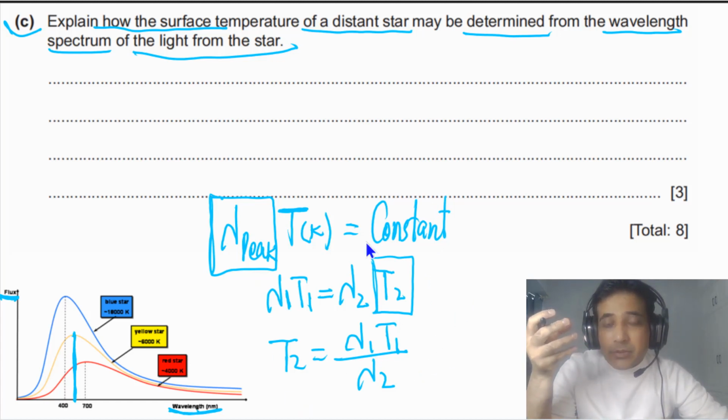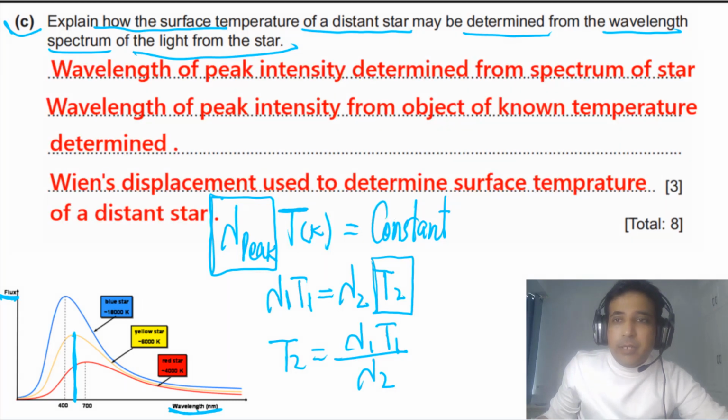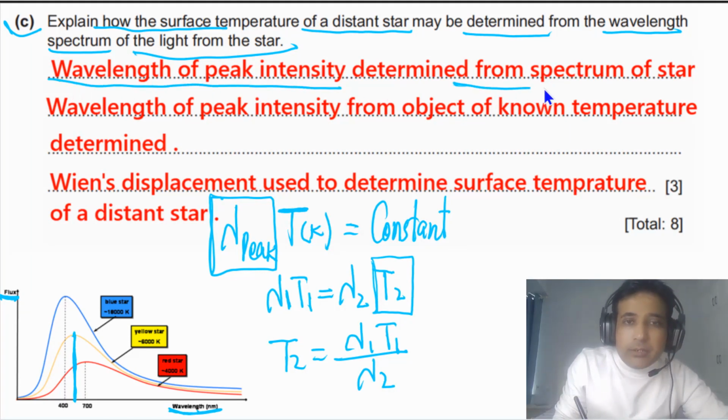So how to write down the answer? Let me show you how you can write down the answer. You can write down: wavelength of peak intensity determined from the spectrum of the star. So this is step 1. When the wavelength spectrum is given to you, you can determine the peak wavelength. You can determine this one from the given wavelength spectrum.